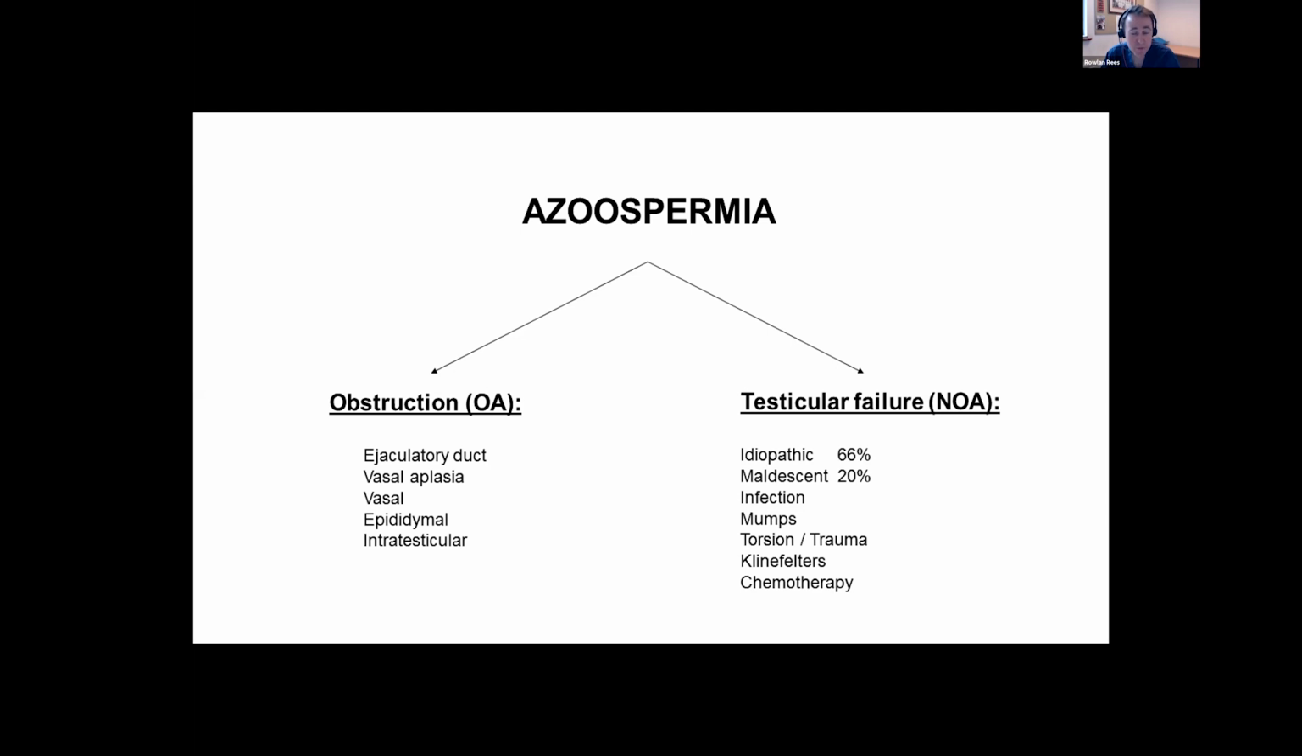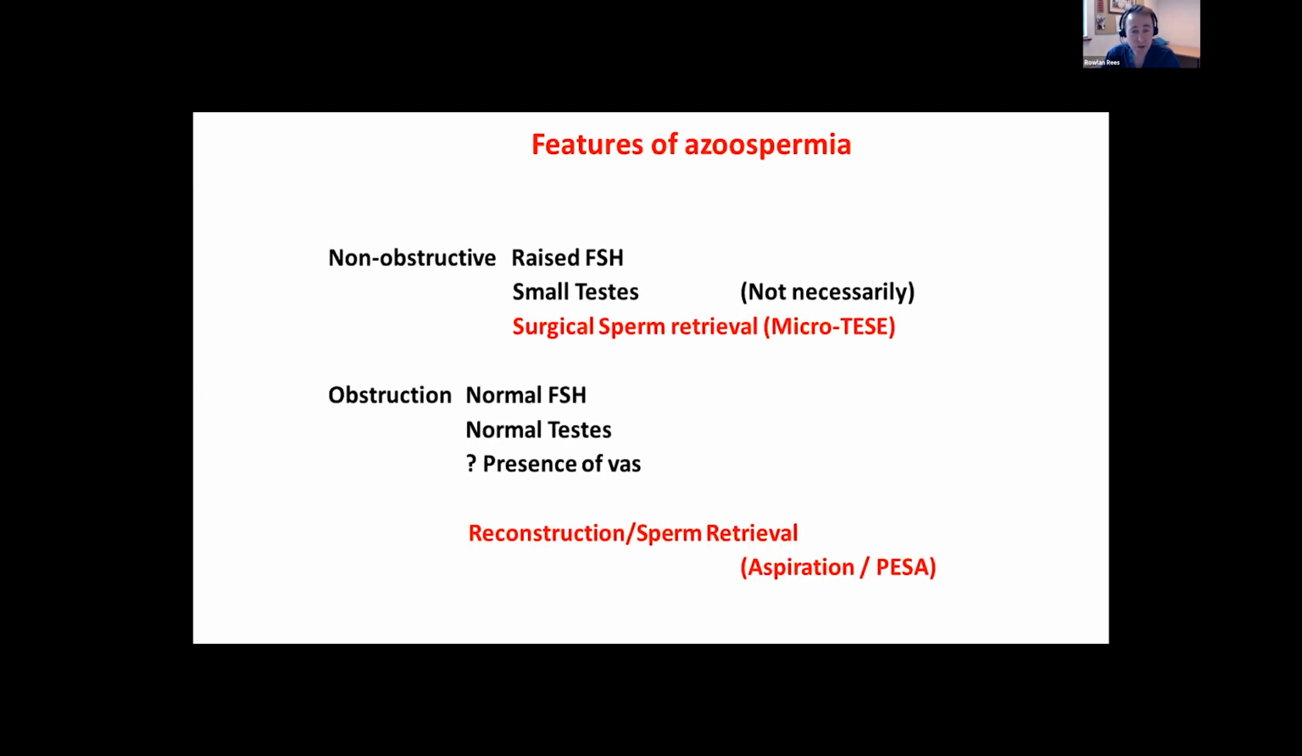As we mentioned earlier, it is not always clear. In about 60%, we don't find a distinct cause, so-called idiopathic, but in the others, maldescent, infection, mumps in particular, torsion, trauma, chemotherapy, radiotherapy, Klinefelter's, genetic problems, Y microdeletions can account for the testicular failure.